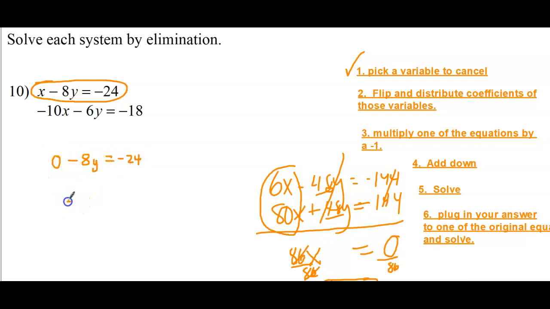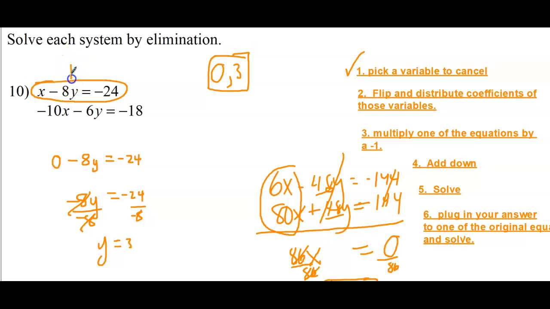So 0 minus 8y, that's just -8y. And then we just need to divide both sides by -8 to solve for y. And so I end up with 3. And so my x value is 0, my y value is 3. That is the coordinate pair, or the values of x and y, that will work for both of these equations. And that's the elimination method.